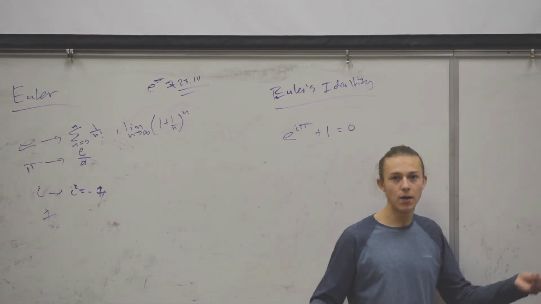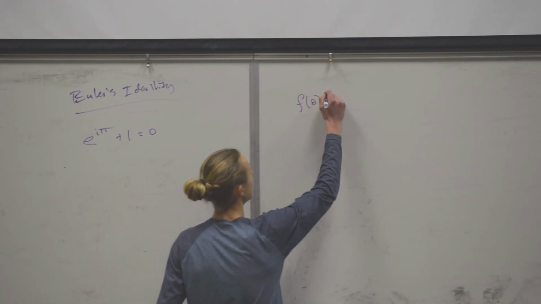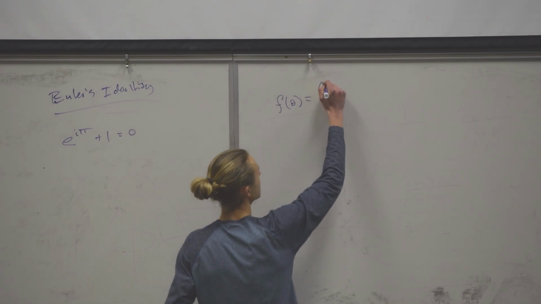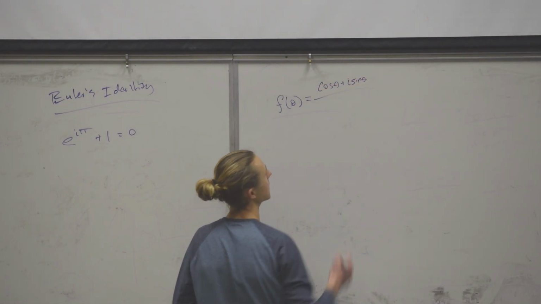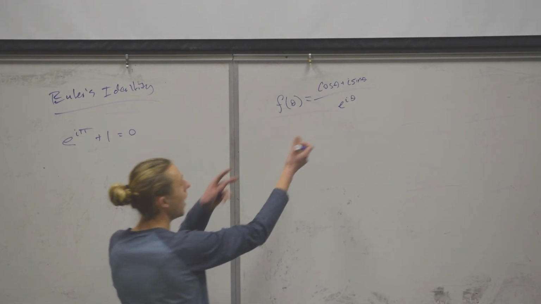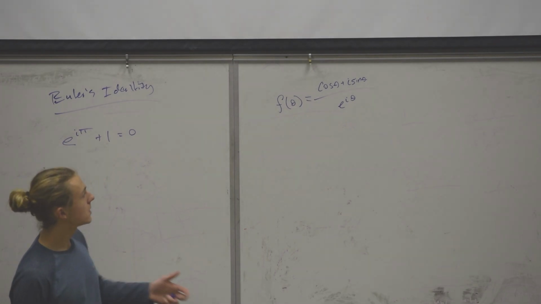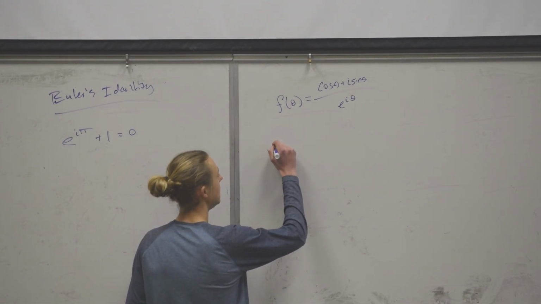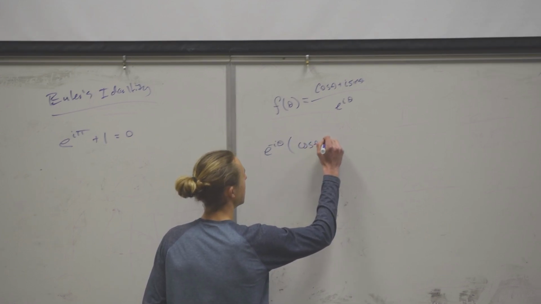And so let's just say that we have a function. And let's just say that our function is cosine theta plus i sine theta. So this is a function with complex numbers in it over e to the i theta. And I'll show you why I chose this specific function here. Okay, so this function here, I can rewrite it as e to the negative i theta times cosine theta plus i sine theta.